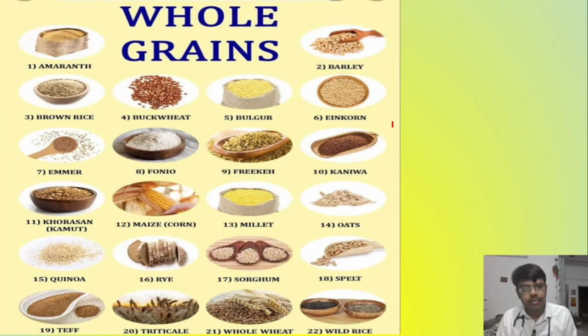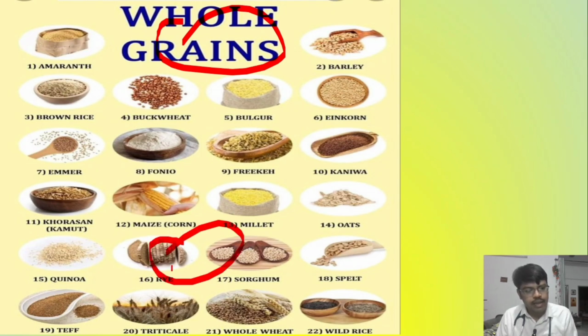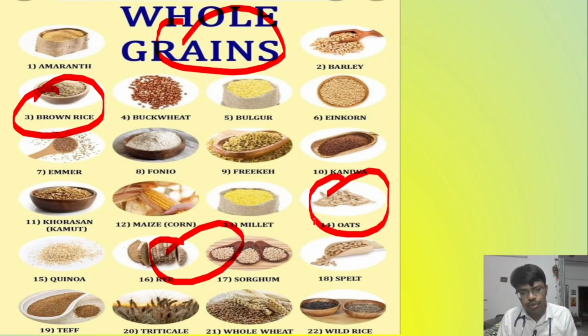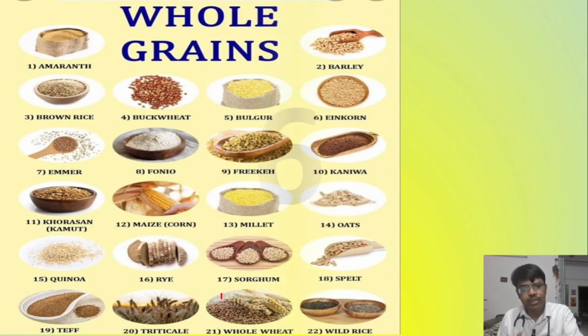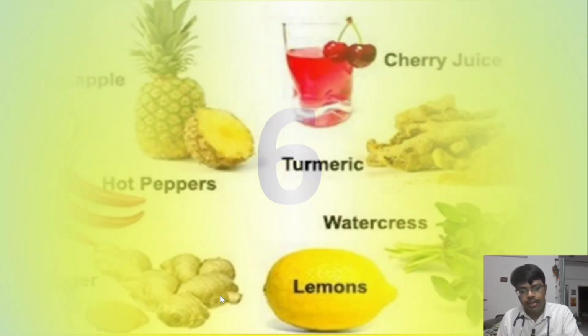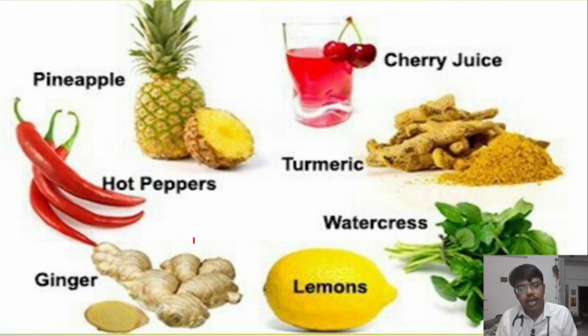Fifth one, whole grains. Here is the list of whole grains which are possible, like rye, apart from that brown rice, oats, and whole wheat, and you can go through the list of whole grains whichever are possible in your area. You can include these in your diet, at least 20% to 30%. You can try to convert your snacks into these items rather than carbonated donuts and carbonated drinks.